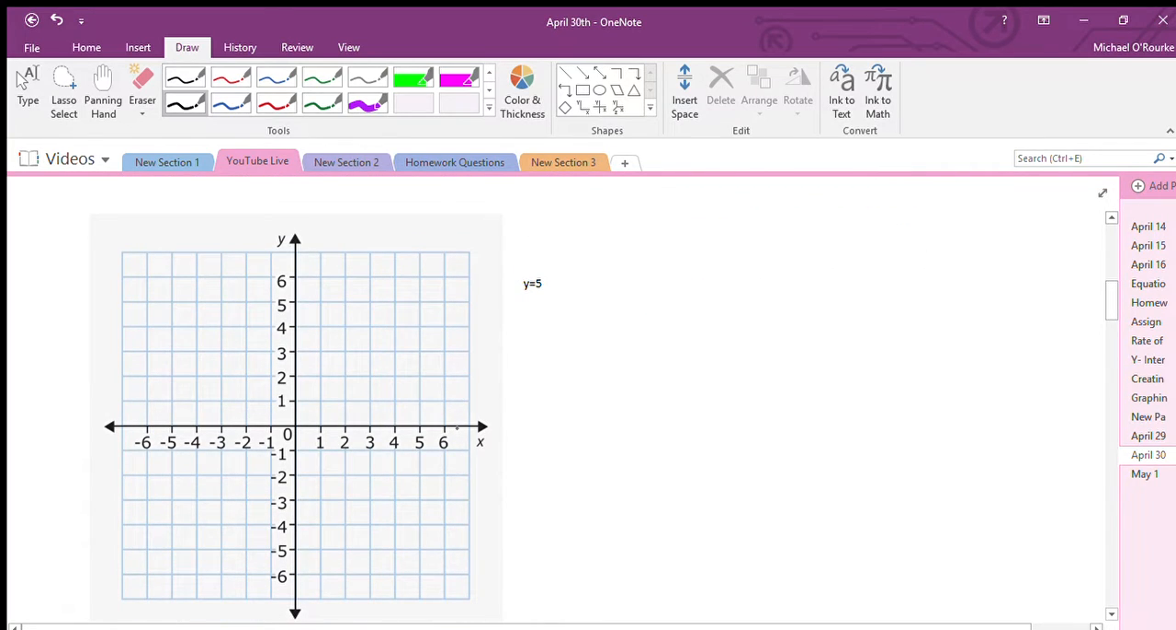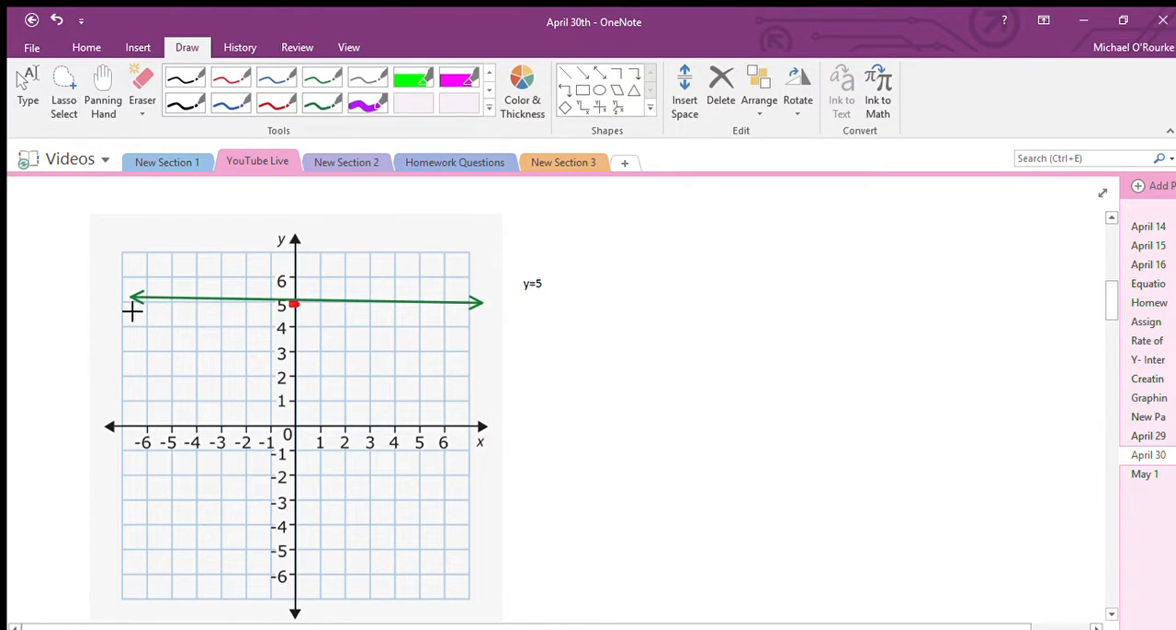Let's take a look here. Y equals 5. Well, first thing I'm going to do is plot where 5 is. Okay. First step, plot where 5 is. Second step, draw a line horizontally through 5.